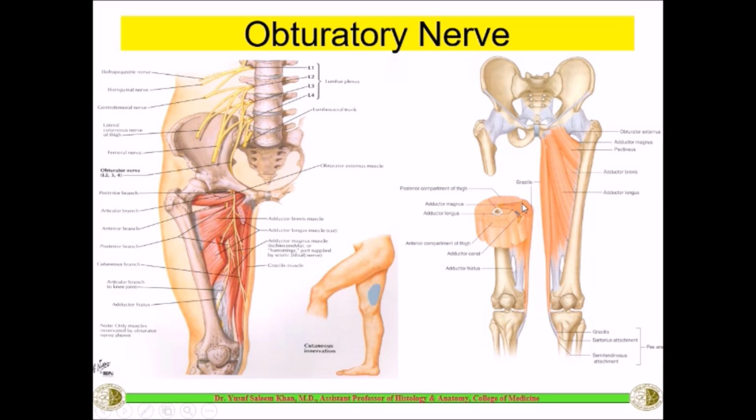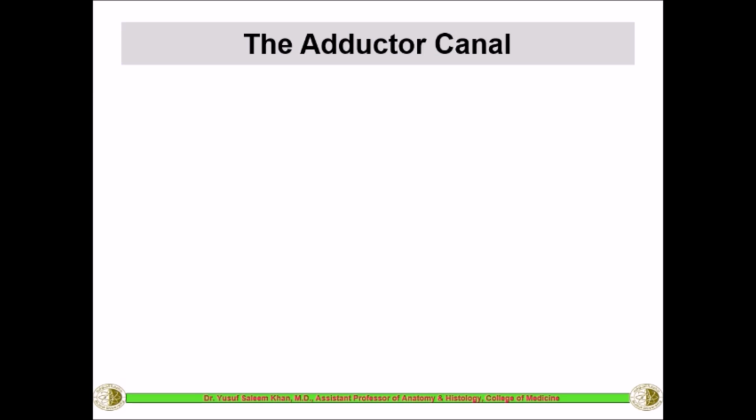And here you can see this is the cross section of the thigh, and this is the medial compartment, and this is the gracilis muscle, which I was talking about, the most medial muscle. This is the gracilis muscle, which crosses the knee joint and gets inserted to the medial side of the tibia. These are the other muscles of the adductor compartment. This is the adductor longus, brevis, and behind will be the adductor magnus, and here you can see the pectineus, and here will be the obturator externus, which cannot be seen clearly in this picture, but here you can see the obturator externus. So this is about the muscles of the adductor compartment as well as the nerve supplying it.